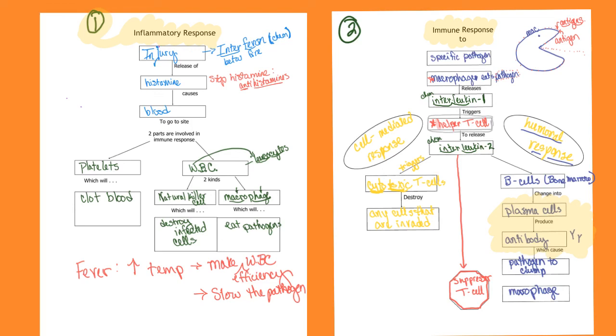So this summarizes the immune response. This is a very, very quick overview of the whole thing. What I'm going to recommend is that you go back to the very beginning, look at the blank drawing, and see if you can fill it in just by looking at what's happening.